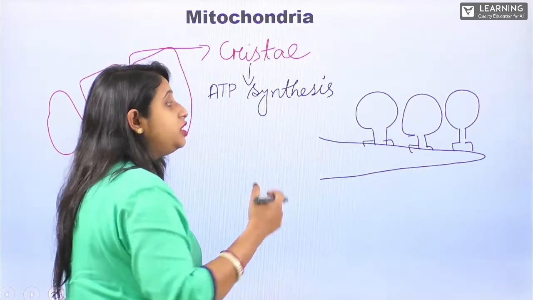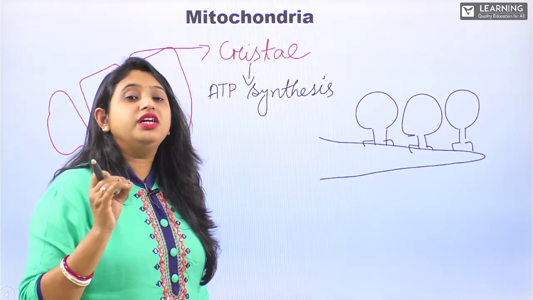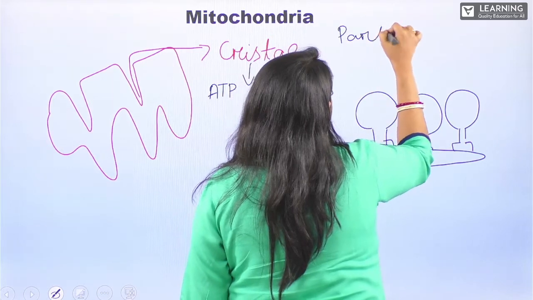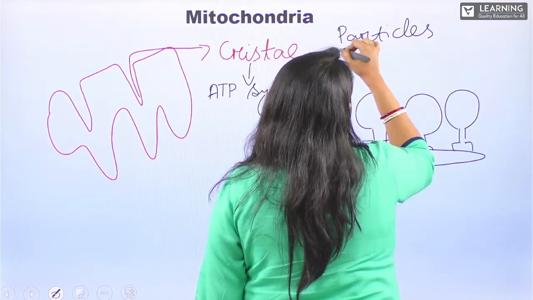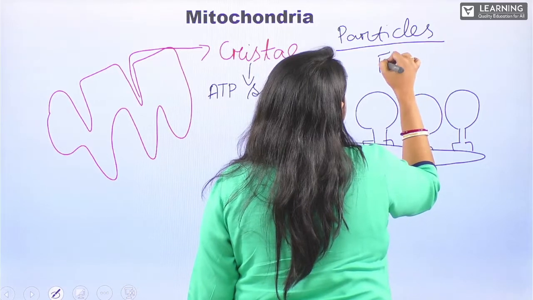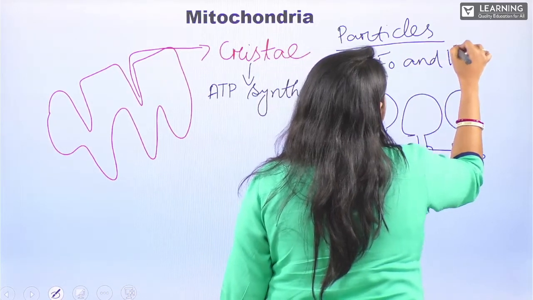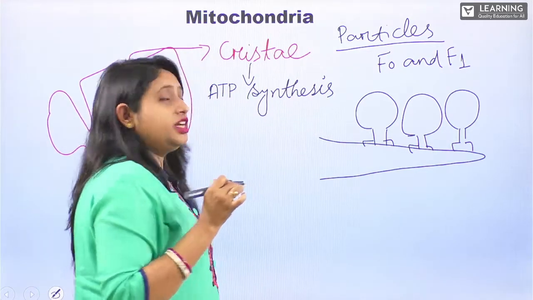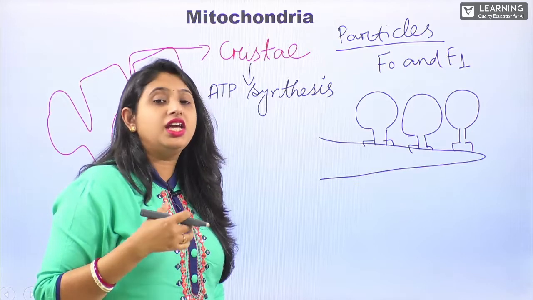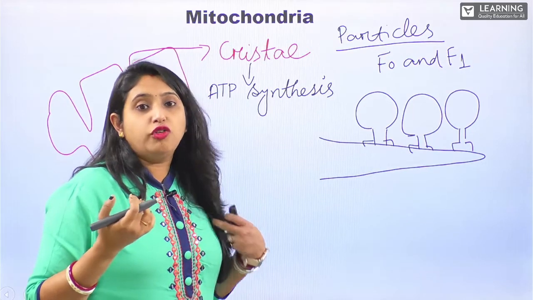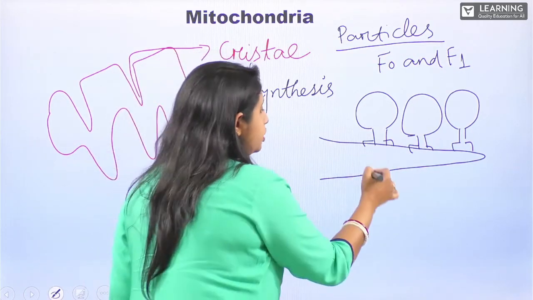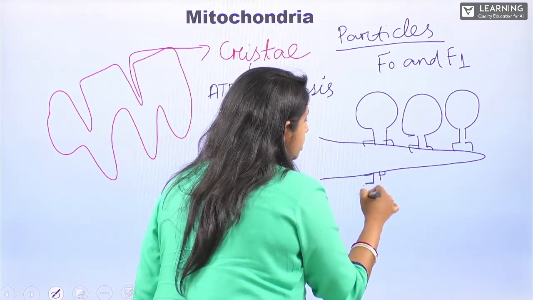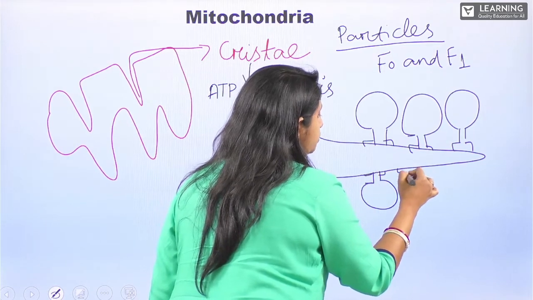For now, remember that in the cristae, some particles are present. What are these particles? These particles are nothing but the F0 and the F1 particles. These are the particles which are present in the cristae, and they help in the synthesis of the ATP molecule. Here also it will be attached. This is how the particles are attached.